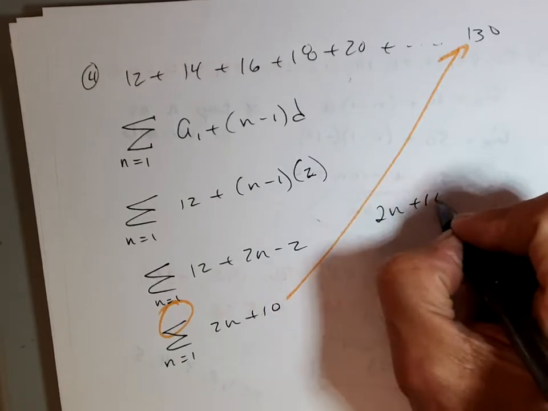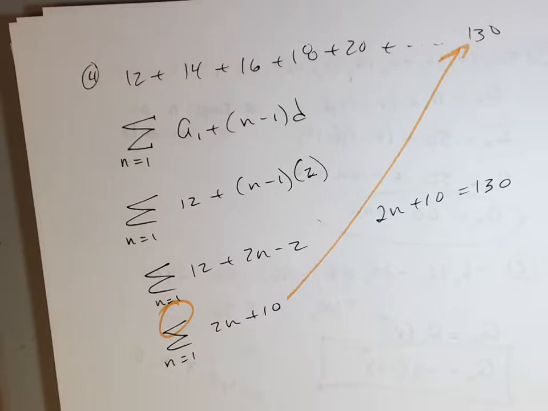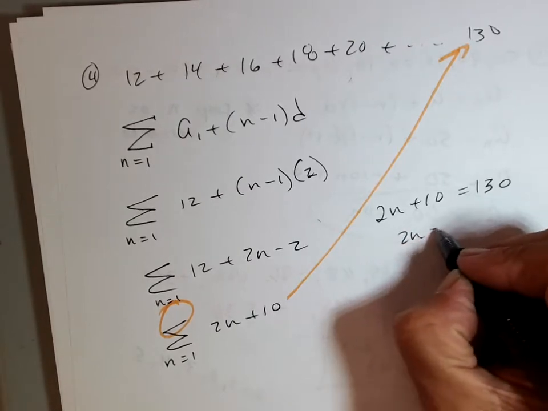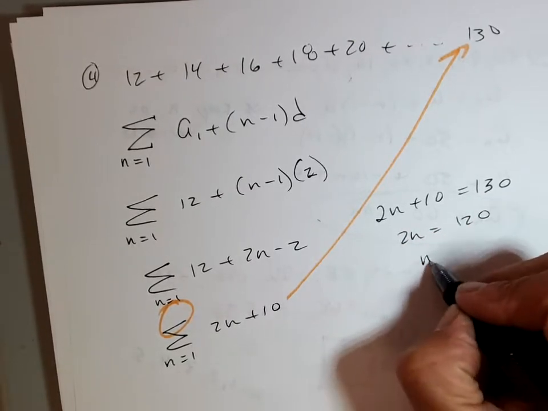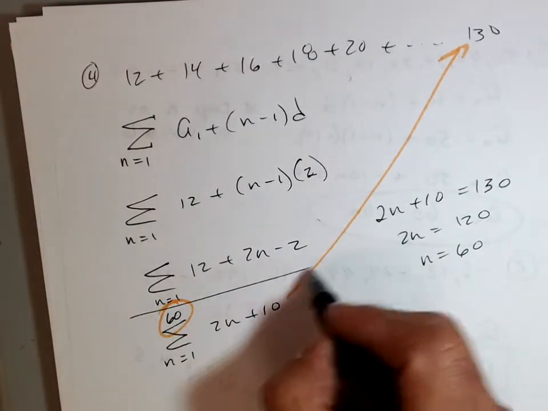So 2n plus 10 has to make 130, right? If I solve for n, I'll know exactly which n to plug in. So let's do that. Minus 10, divide by 2, n is 60. So there's 60 terms. Thank goodness I'm not going to have to write them all out. Thank goodness I've got a formula, right? So 60 goes right there. Boom, that's my answer.